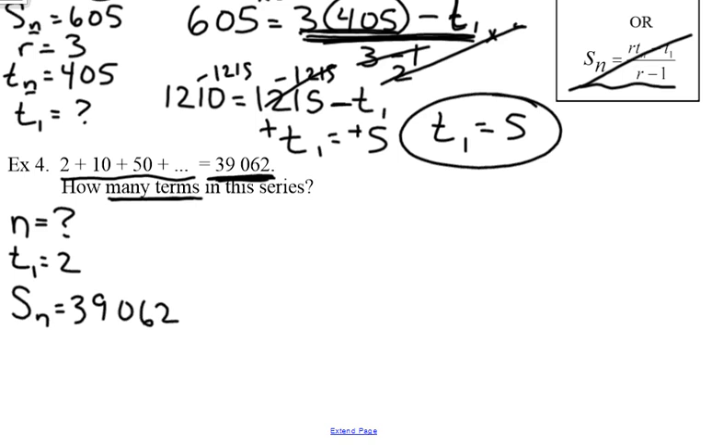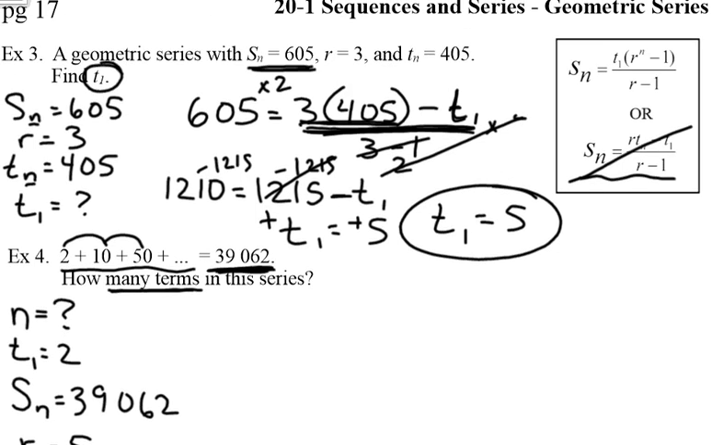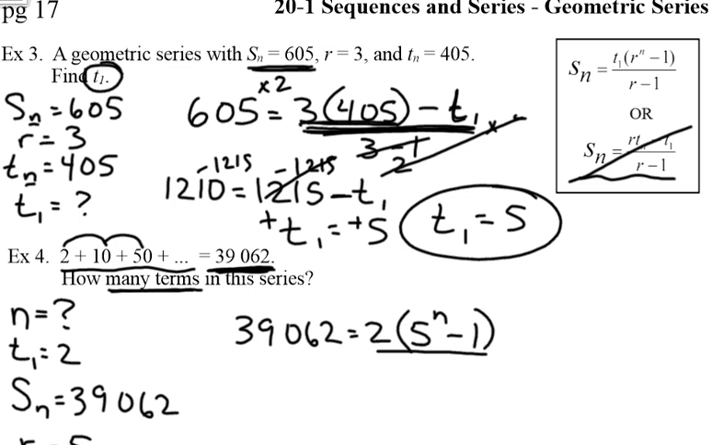What else do we know? Well, 2 to 10 is times 5, 10 to 50. Well, we know we have an R value of 5. There we go. So with that being said, now we want to work with the first equation. So we take S of n, which is 39,062, equal to term 1, which is 2, times the R value, which is 5, to the exponent n, we don't know, subtract 1, and all of that is over R minus 1 or 5 minus 1.